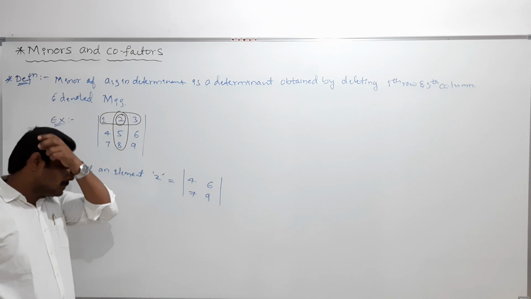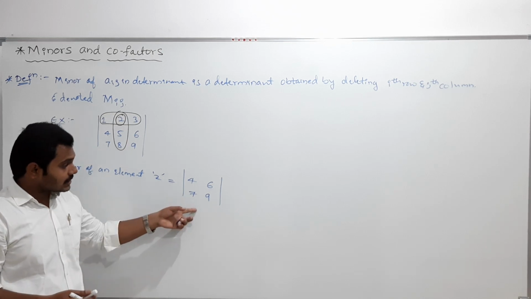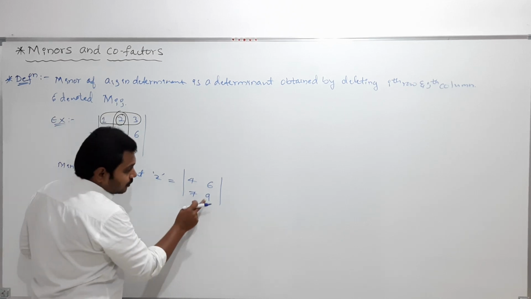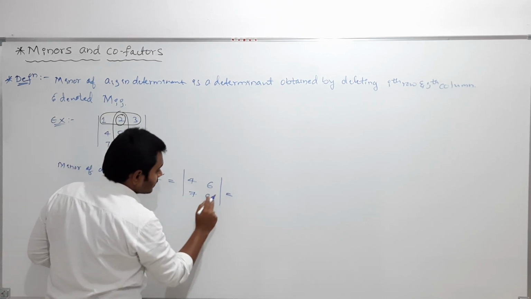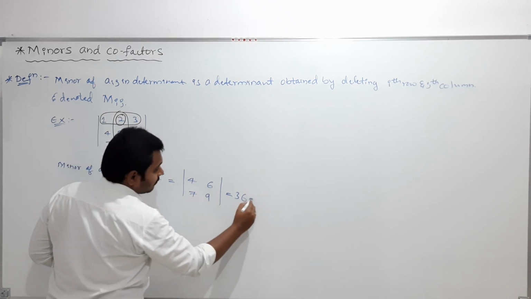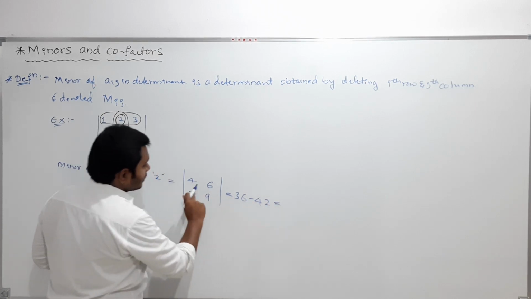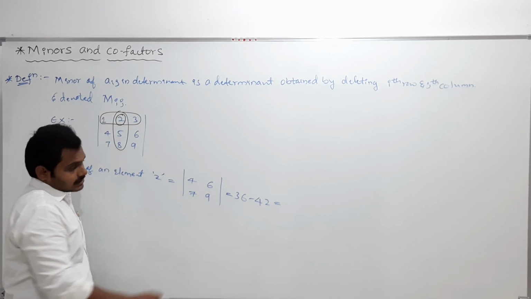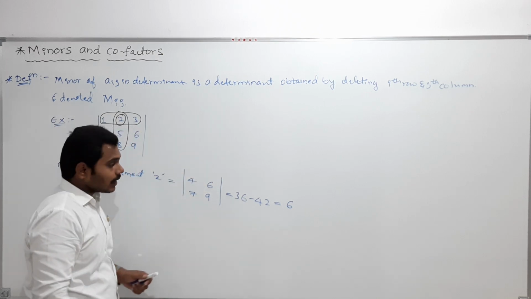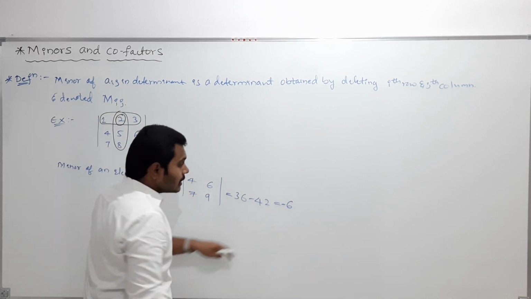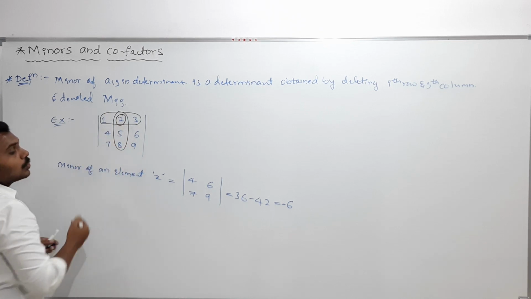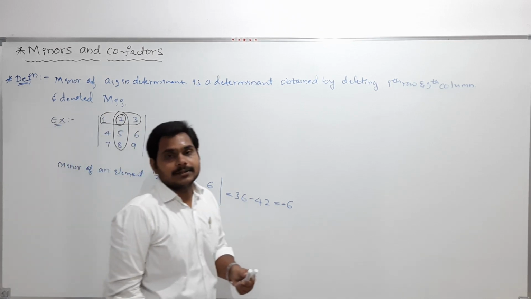And usually we know how to find the determinant of order 2 cross 2. So we should multiply this element into this element. So here it is 4 nines are 36 minus 42. So how much is it? 42 minus 36 is 6, and here it is minus 6. Clear? So minus 6 is the minor of the element 2. Like this you should calculate.